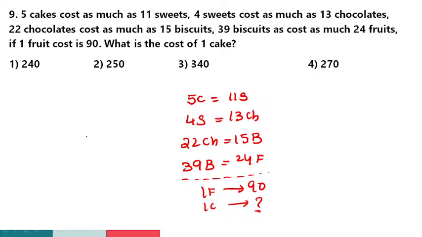So, 5 cakes cost as much as 11 sweets. 4 sweets cost as much as 13 chocolates. 22 chocolates cost as much as 15 biscuits. 39 biscuits cost as much as 24 fruits. One fruit cost is 90 rupees. We have to find out the cost of one cake. What is the answer, guys? All of you, please respond in the chat box.